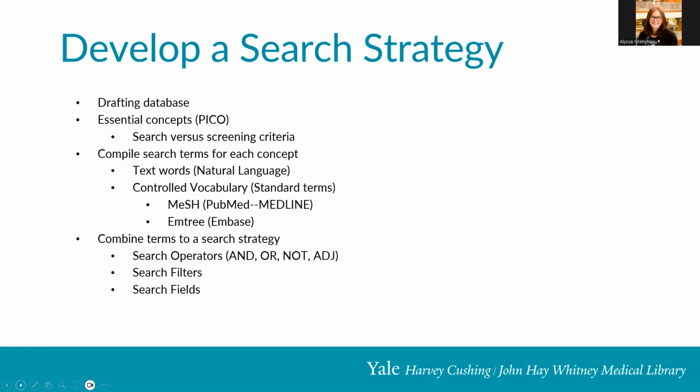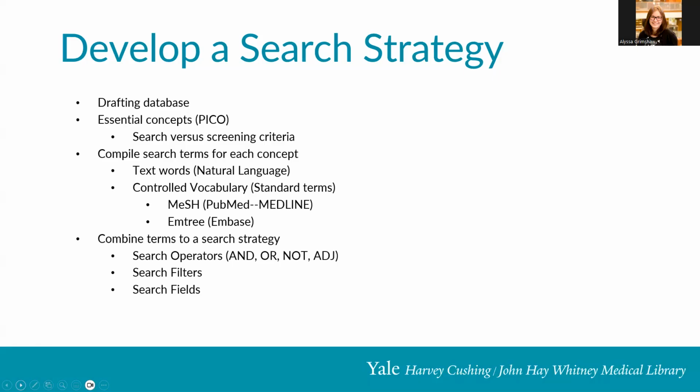Additionally, you want to think about what search fields are relevant for your research question. Generally, I'm searching a lot for title, abstract, author, keyword, also controlled vocabulary fields. You may want to search all fields. You may want to add certain things.